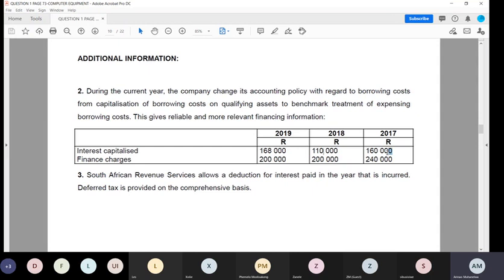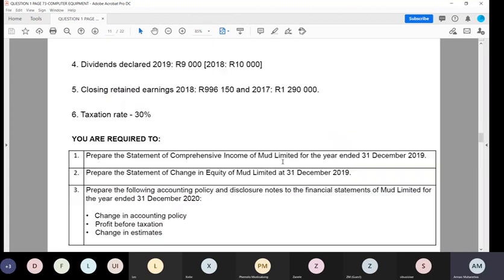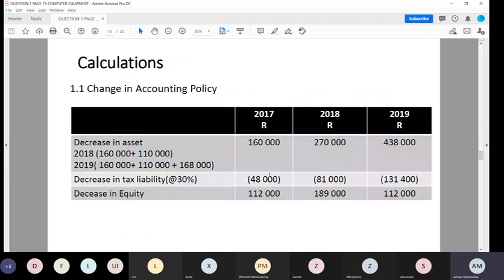In 2017, we all agree that our assets are going to decrease by 160,000. So when it comes to 2018, you add 160 plus 110, which will give you 270,000. When it comes to 2019, you apply the same principle. So you're going to add 160 plus 110 plus 168. Let's see it here in the calculations.